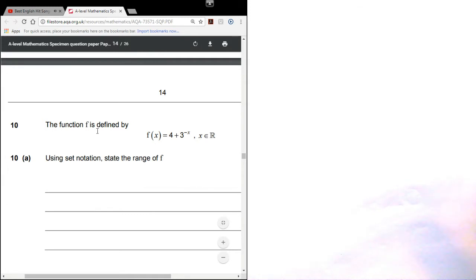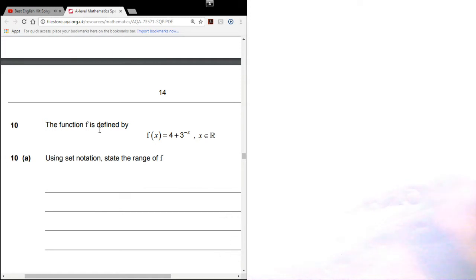The function f is defined by f of x equals 4 plus 3 to the negative x, where x is a real number. Using set notation, state the range of f. There are two things. We have the range and we have the domain. The domain is the family of x values. The range is the family of y values, or let's say f of x values.